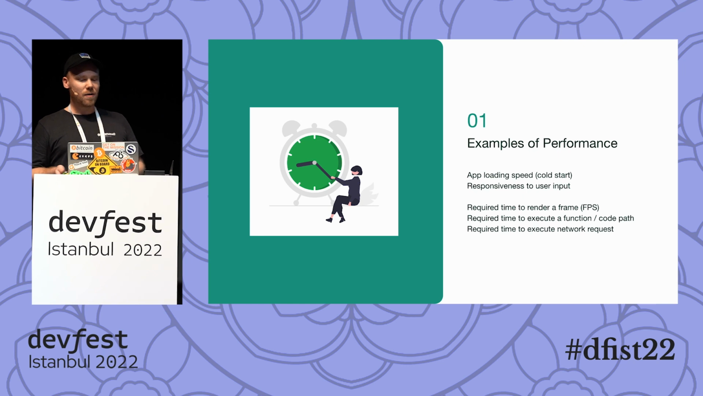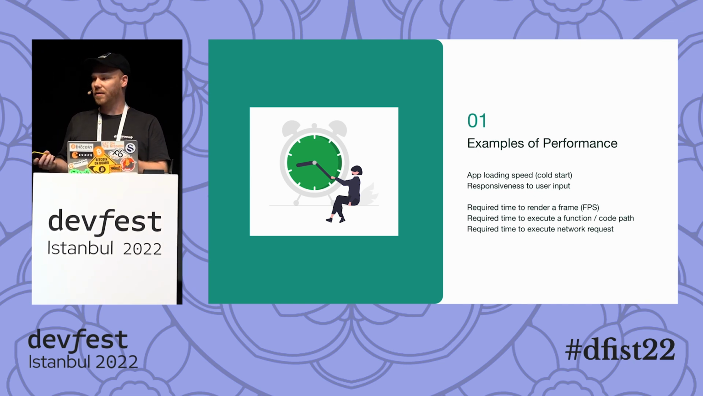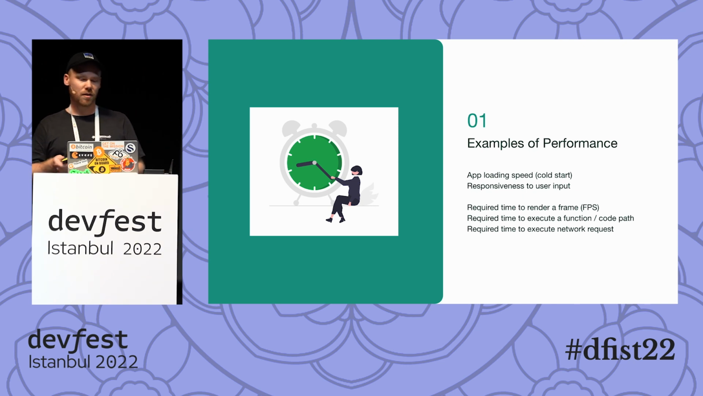So here's a couple of examples. Performance can be, for example, the app loading speed. That's the time until the app is available to the user and becomes responsive. It can be responsiveness in a flow, in a user flow. So for example, tapping on a button, right? If you're the user, you're expected to do something. You don't want to be stuck and not see any progress. So if the app does something immediately, it feels responsive and is a good user experience.